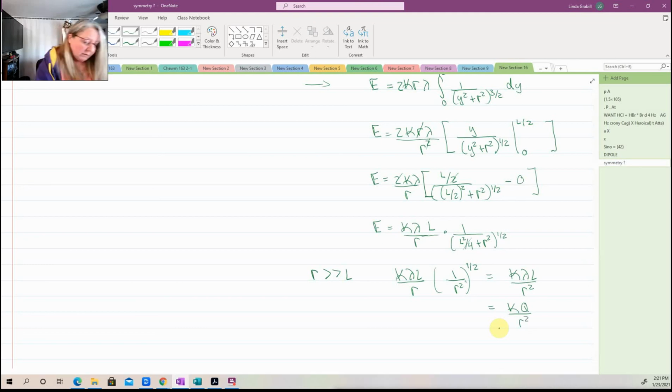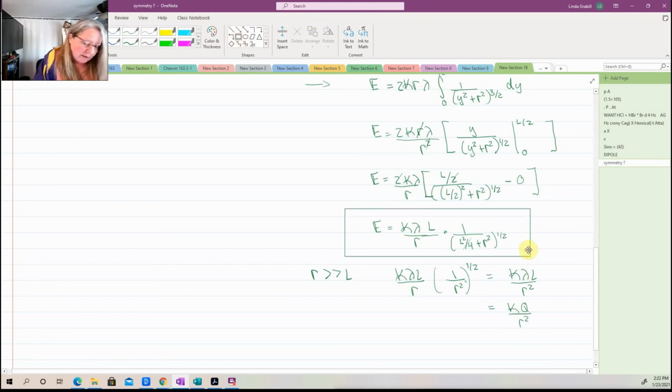But our general equation then for this line of charge, if you look in your book, that is what you will see. And that was actually a lot more straightforward than the ugliness I had you do. So hopefully that's starting to make a little bit more sense and be not so intimidating.